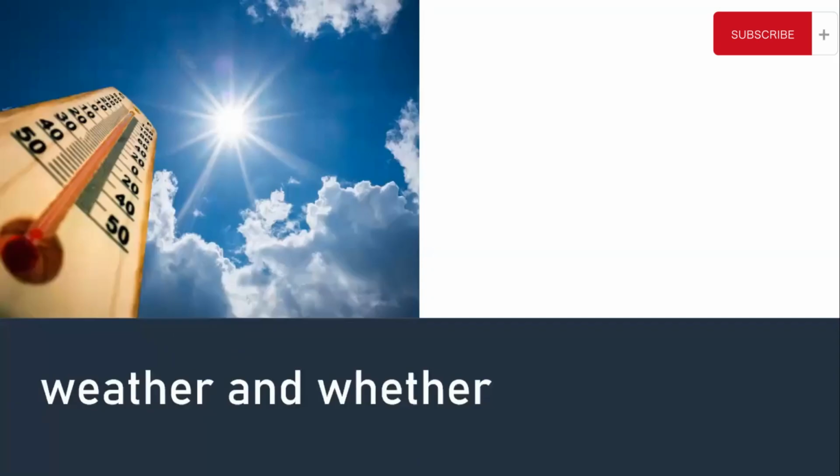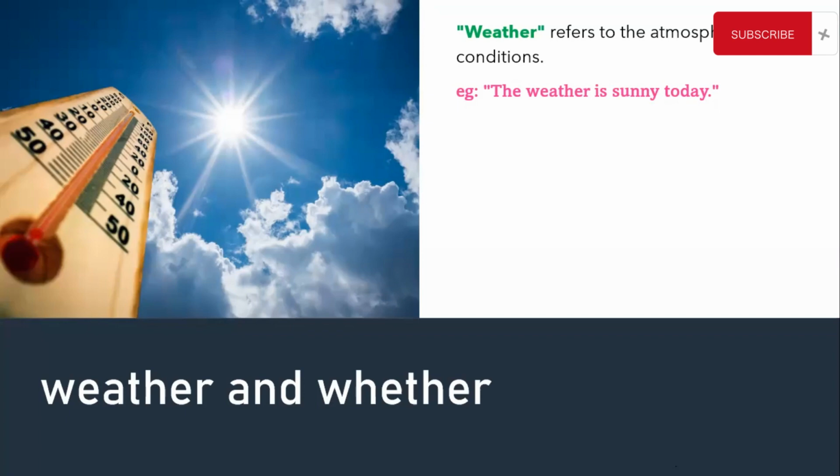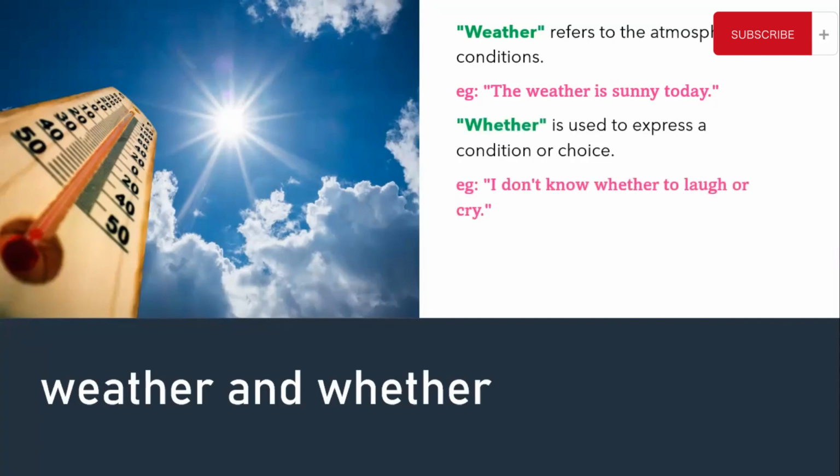Up next, we have weather and whether. This may trip you up, but not after this. WEATHER refers to the atmospheric conditions. The weather is sunny today. WHETHER is used to express a condition or choice. I don't know whether to laugh or cry.